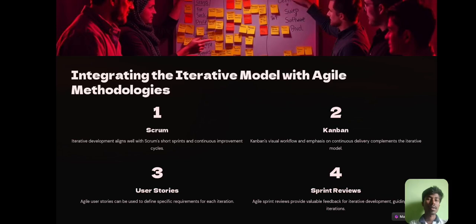Integrating the iterative model with agile methodologies. First Scrum, second Kanban, third user stories, and fourth sprint reviews. In Scrum, iterative development aligns well with Scrum's short sprints and continuous improvement cycles. In Kanban's visual workflow, an emphasis on continuous delivery complements the iterative model. Agile user stories can be used to define specific requirements for each iteration. And third, sprint reviews. Agile sprint reviews provide valuable feedback for iterative development and iteration.